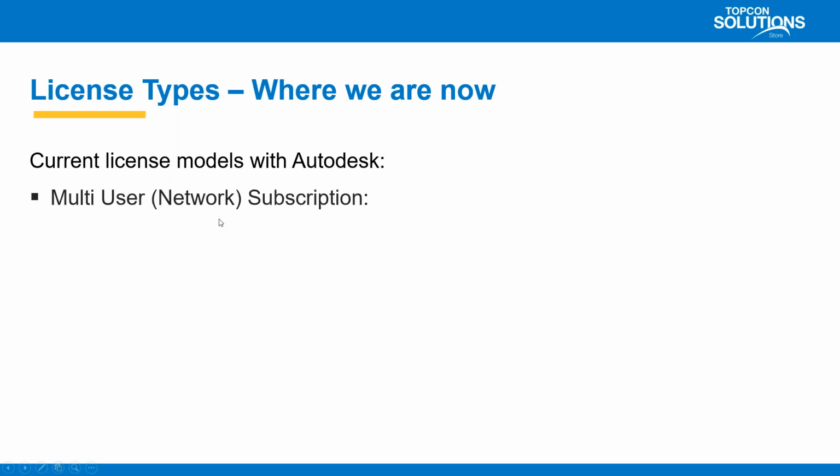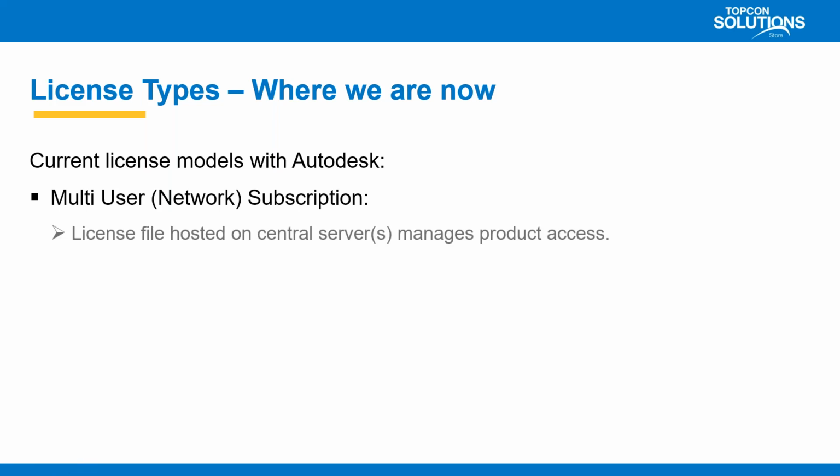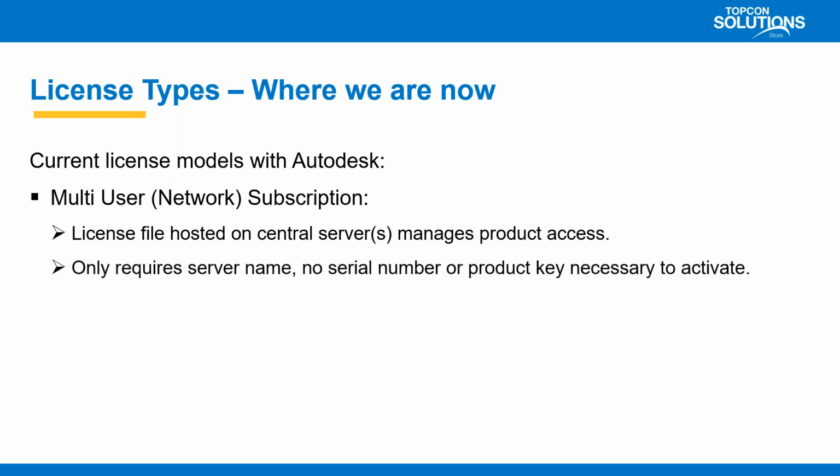The next model is going to be the multi-user or network subscription. With this one, a license file hosted on a central server manages our actual product access. So any of our end products or point products such as Revit, AutoCAD, Civil 3D, any of the major ones. The cloud services are going to be managed via the user sign-in. We'll get into that in just a moment.